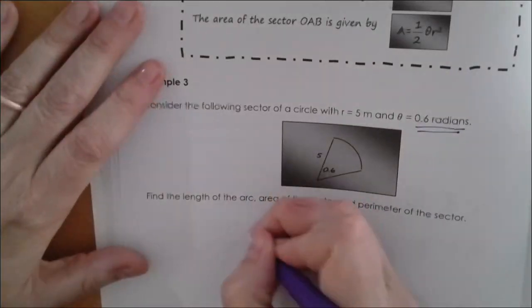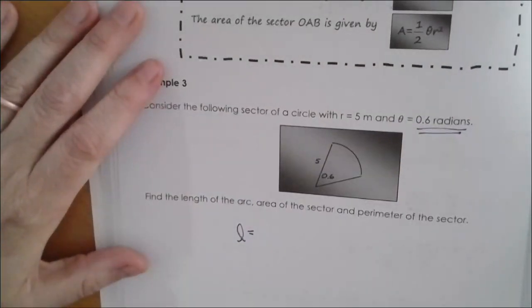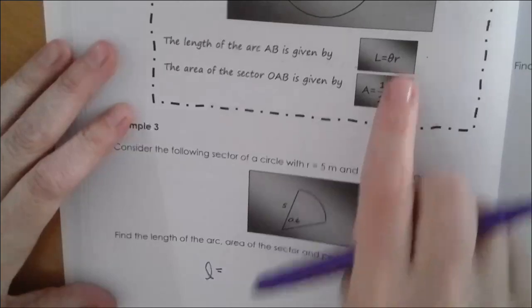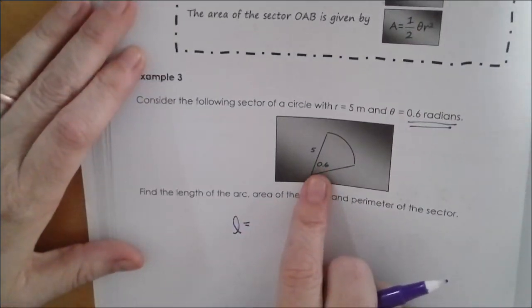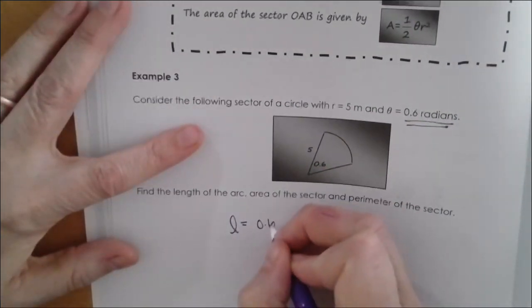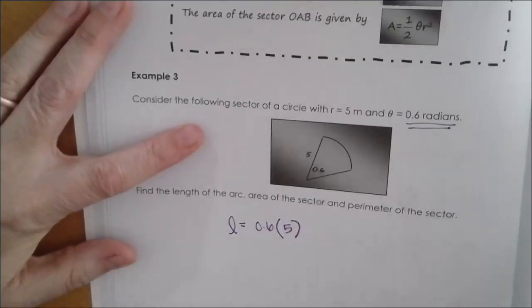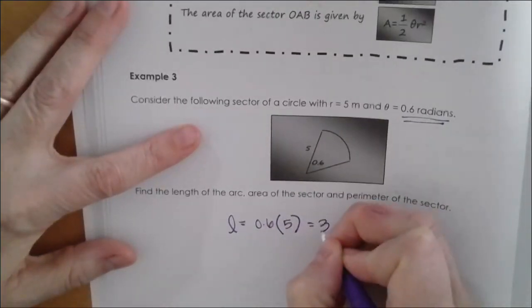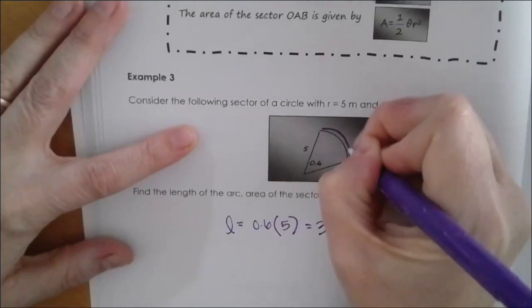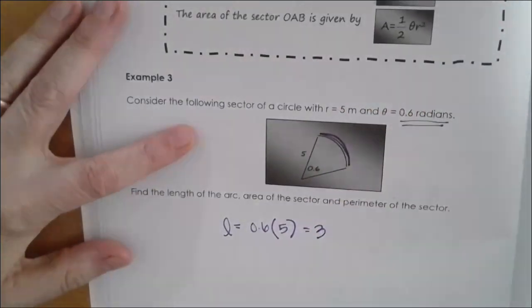Again, it's just following formulas. So arc length is theta times r. Well, theta is the angle in radians, so I'm just going to do 0.6 times 5. Put it in my calculator and I get 3. So this arc length right here is a length of 3.